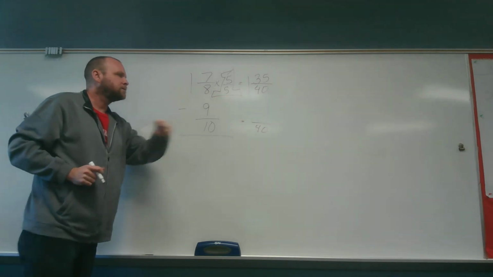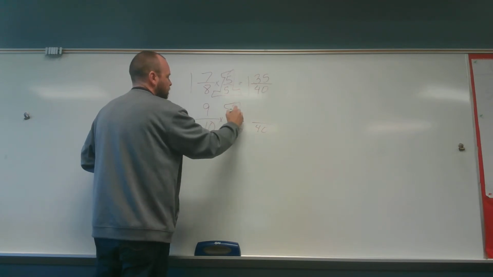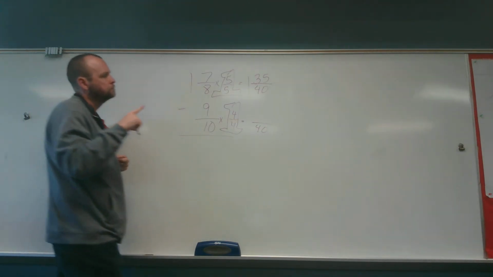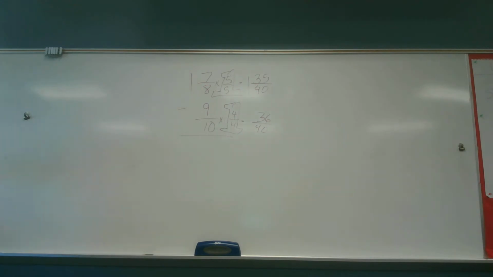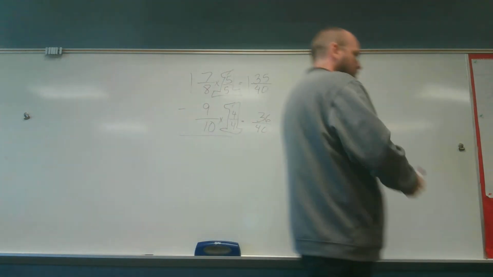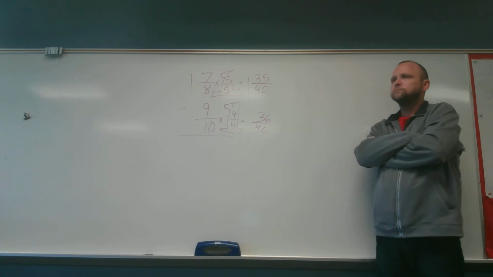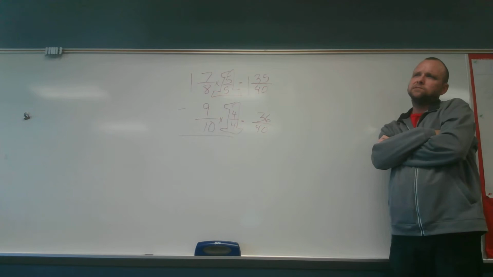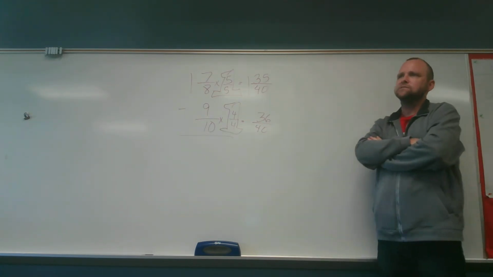Natalie, what times 10 equals 40? 4 times 10 equals 40. Natalie, my numerator? 36. So I have 1 35/40 subtract 36/40. All right, Ian, what'd you get? What do you think we need to do next? So 35 minus 36? Can you do that?